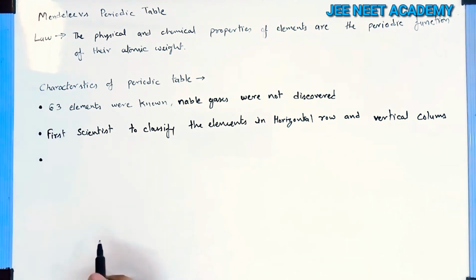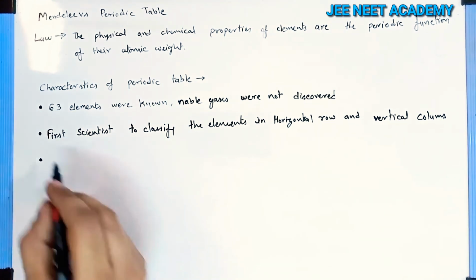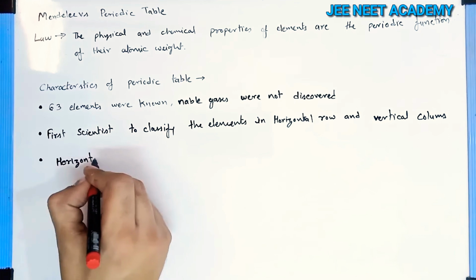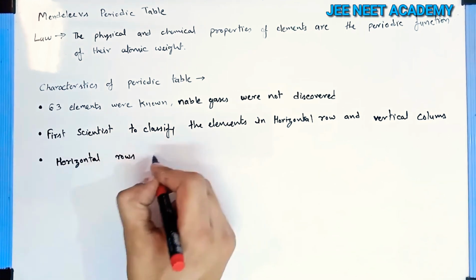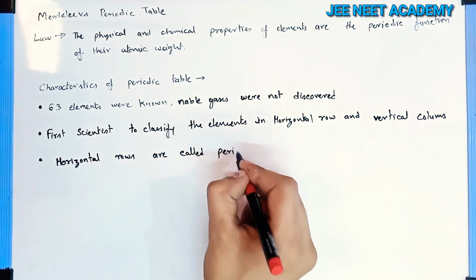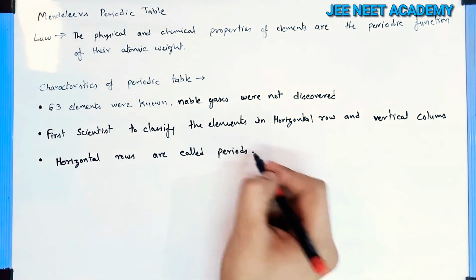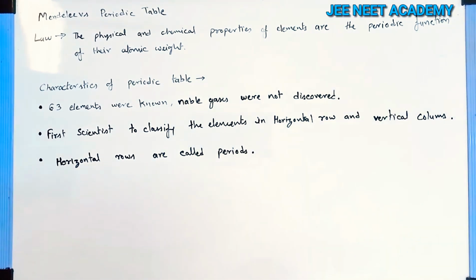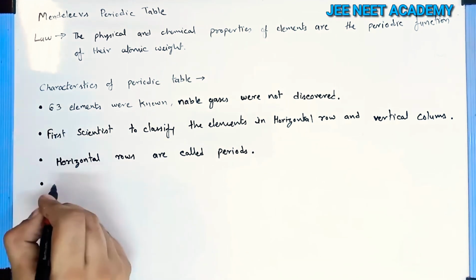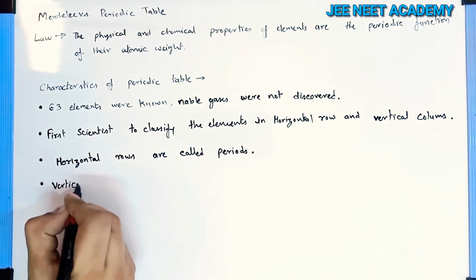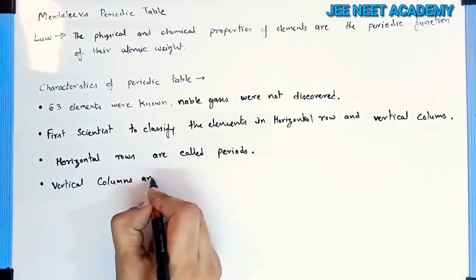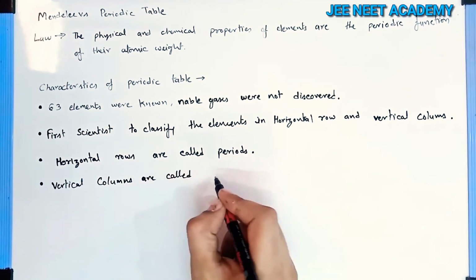Third point, horizontal rows are called periods and vertical columns are called groups.